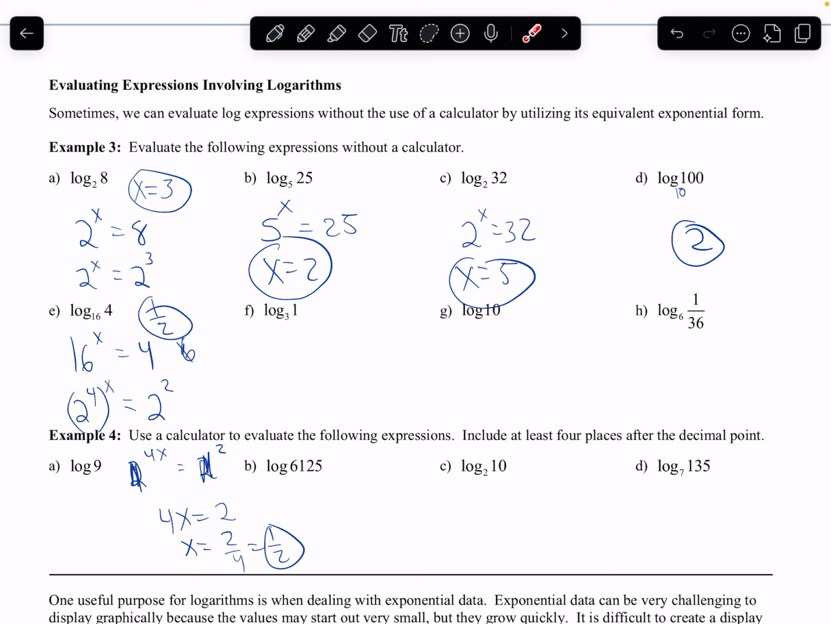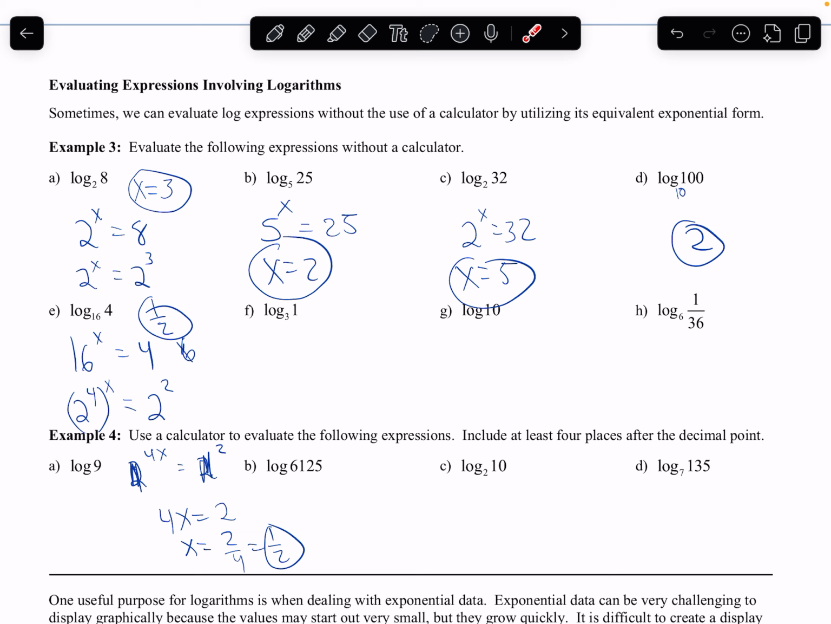And that makes sense. 16 to what power gives you 4? 16 to the 1/2 power is 4. Because if I raise something to the 1/2 power, that's the same thing as the square root. We mentioned that a while back. Square root of 16 is 4.